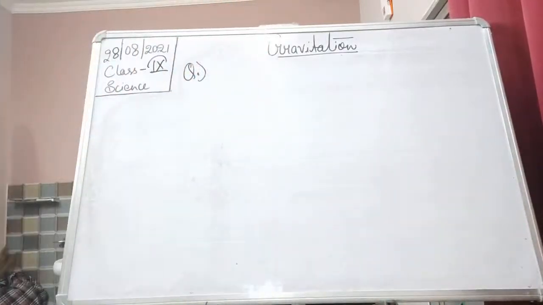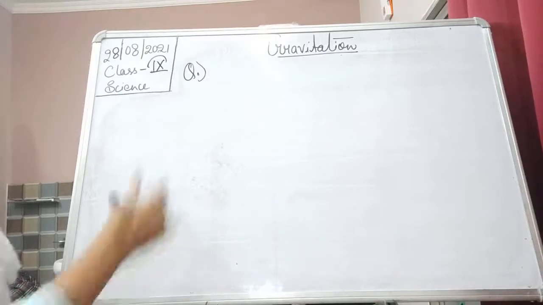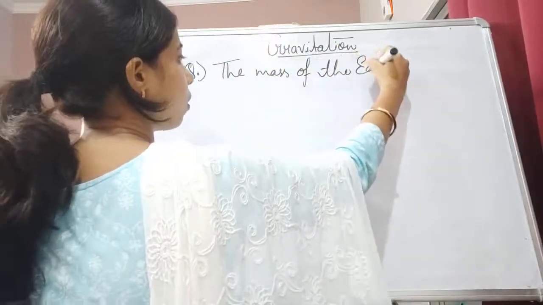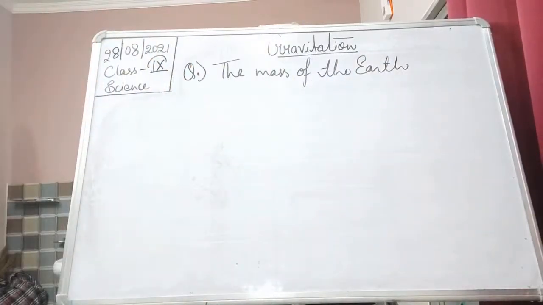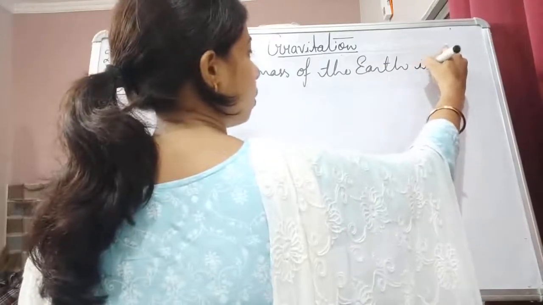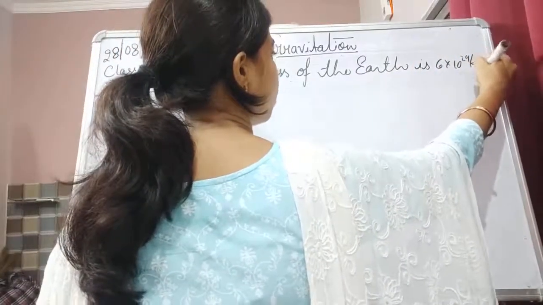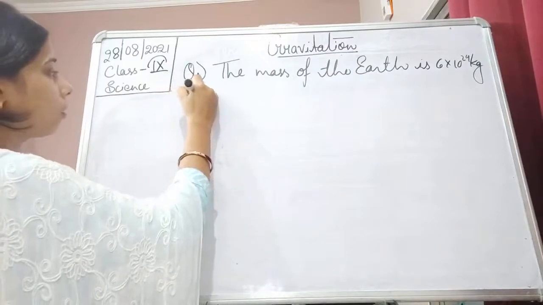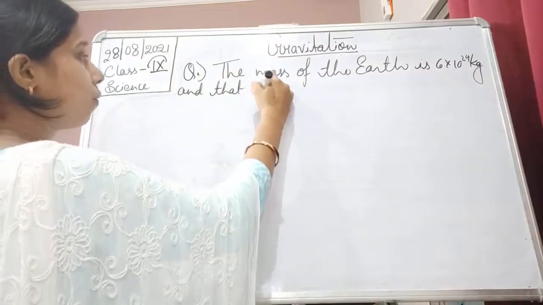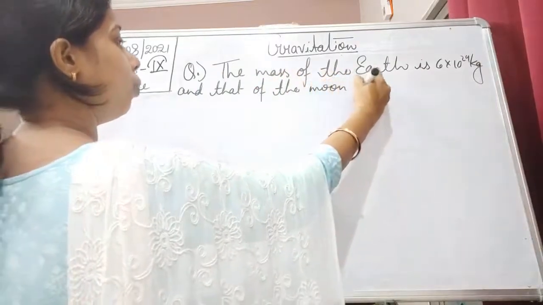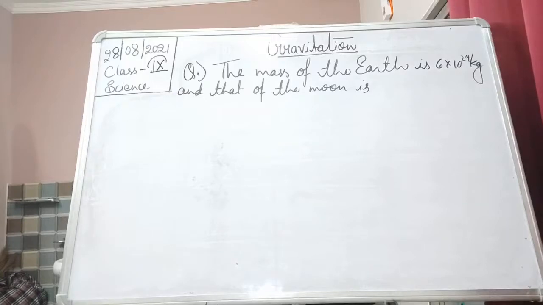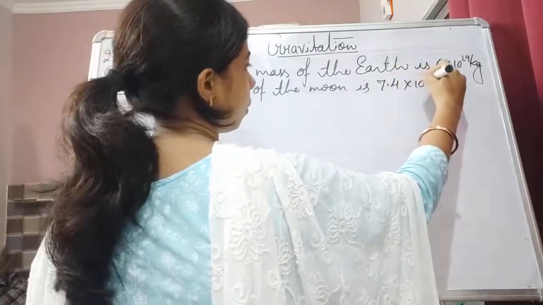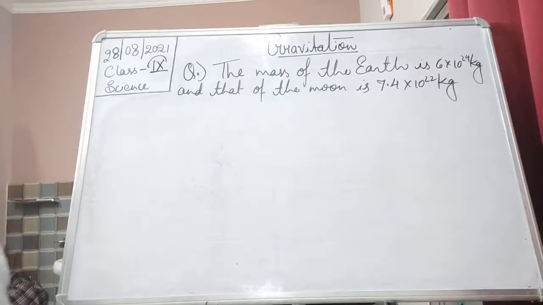Now let us see another example. Here the mass of the earth is 6 into 10 the power 24 kg, and that of the moon is 7.4 into 10 the power 22 kg.